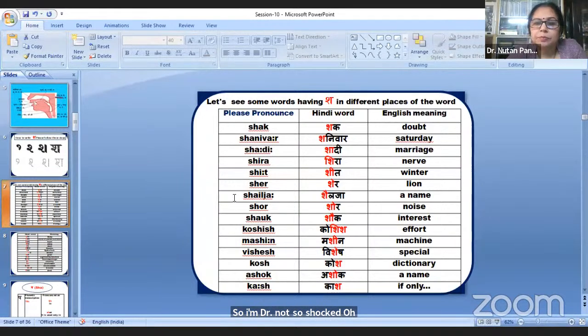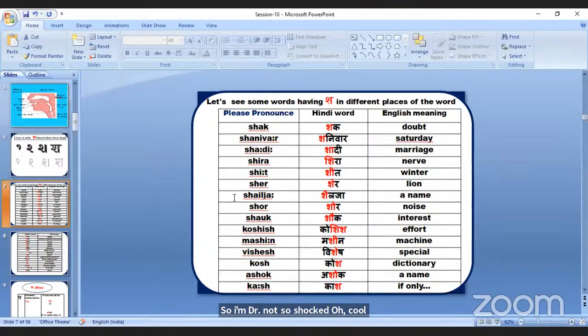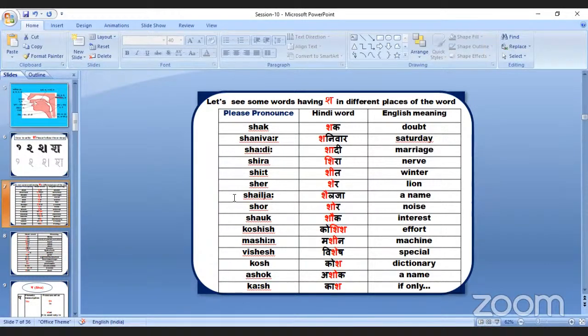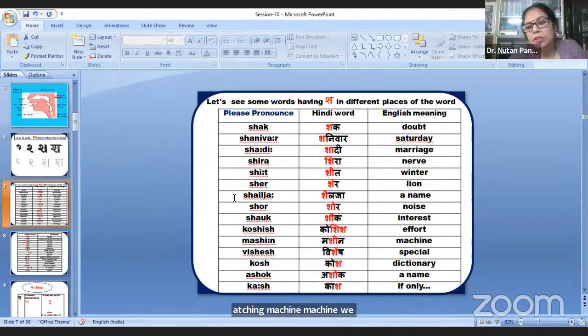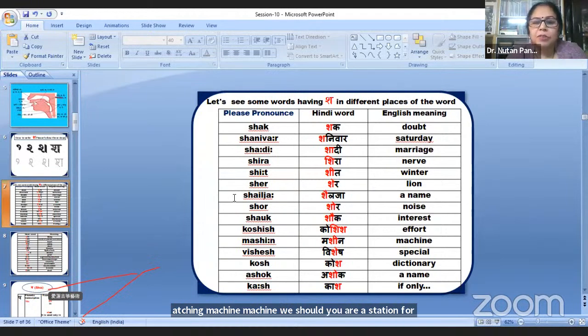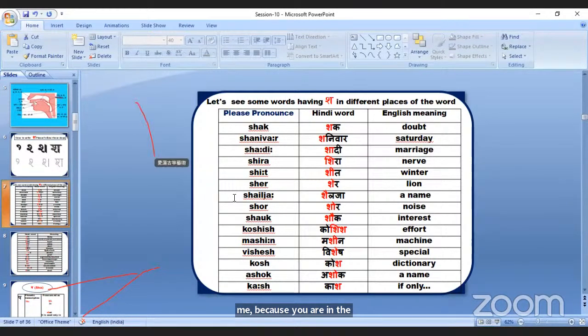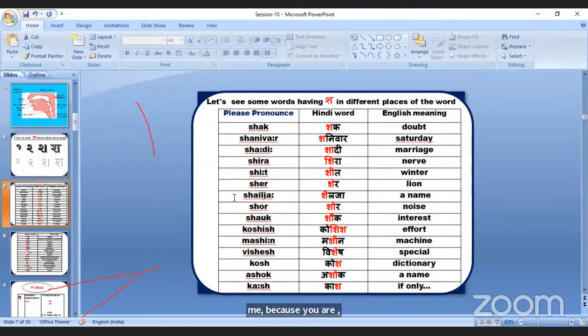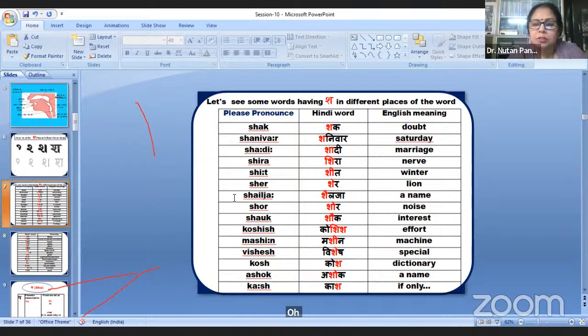Koshish. Koshish means effort. You use efforts for learning Hindi. Koshish. Good. Mashin. Mashin. Vishesh. Vishesh. You all are special for me because you are learning Hindi. Vishesh. Good. Kosh. Kosh means dictionary.